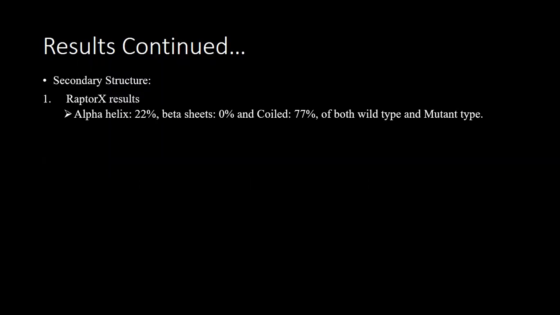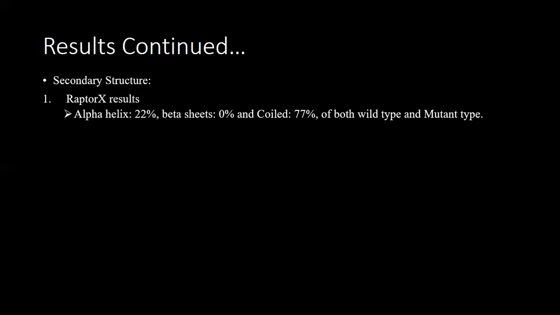So for secondary structure analysis, as I told you, I use PSIPRED and RaptorX. In the RaptorX result, this gene contains alpha helix, beta sheet, and coil. The alpha helix of this gene is 22%, beta sheet is 0%, and coil is 77%, for both wild type and mutant type.